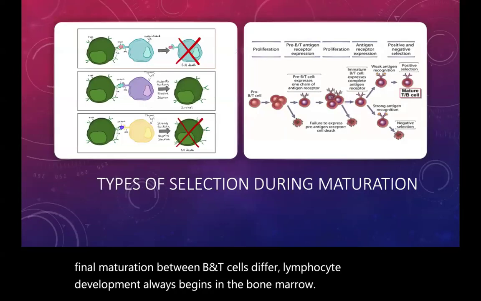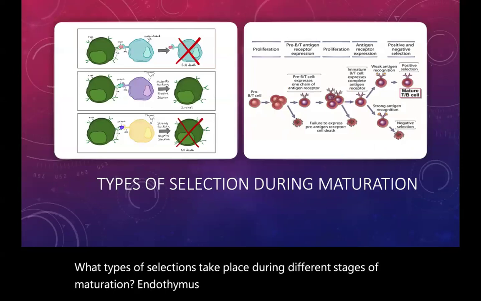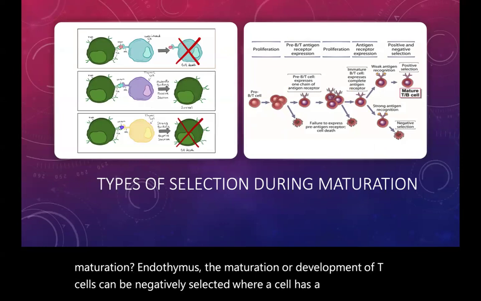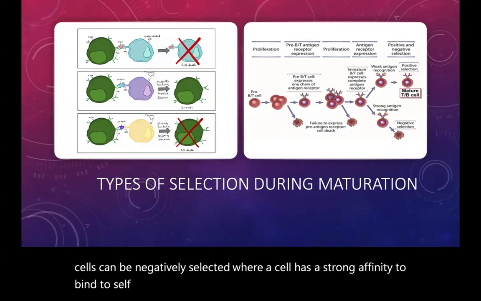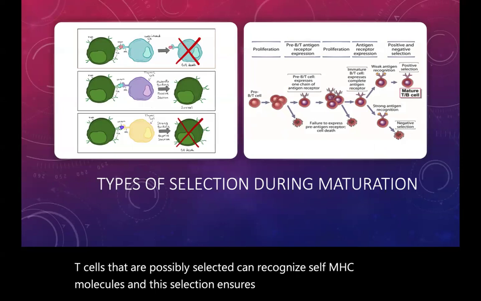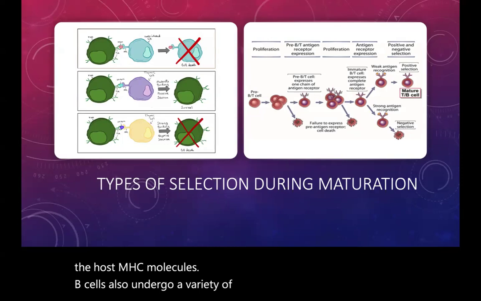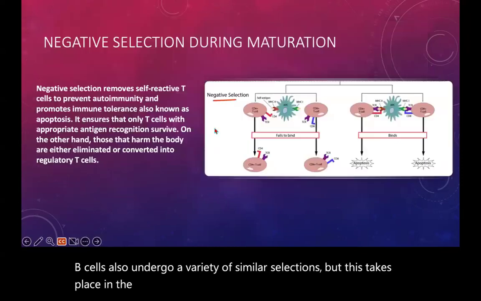What types of selections take place during different stages of maturation? In the thymus, the maturation or development of T cells can be negatively selected, where a cell has a strong affinity to bind to self-antigens. This kills the T cell, preventing autoimmunity. T cells that are positively selected can recognize self-MHC molecules, and this selection ensures that T cells can interact with the host's MHC molecules. B cells also undergo a variety of similar selections, but this takes place in the bone marrow.